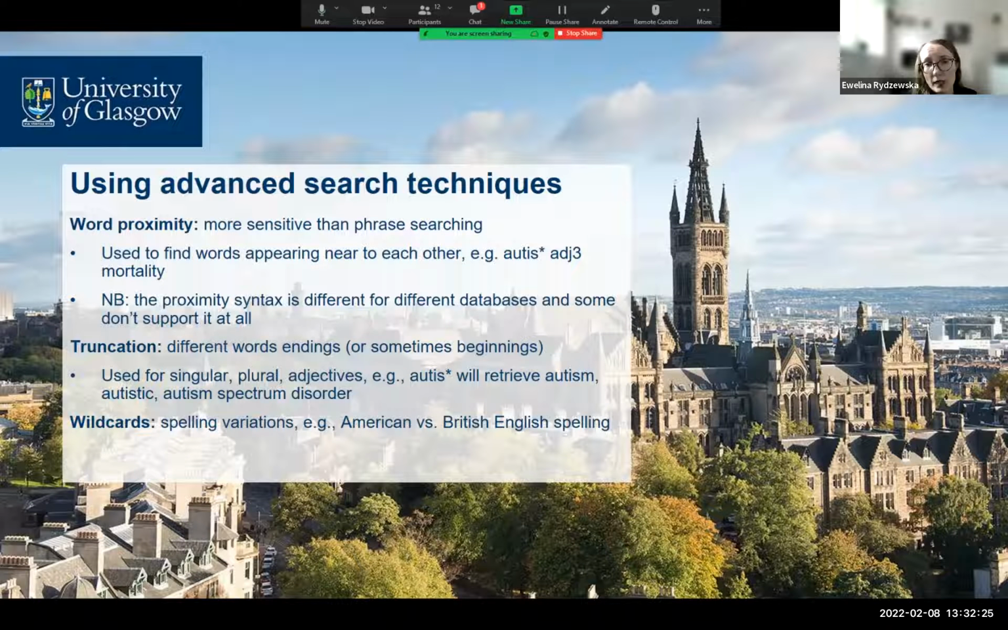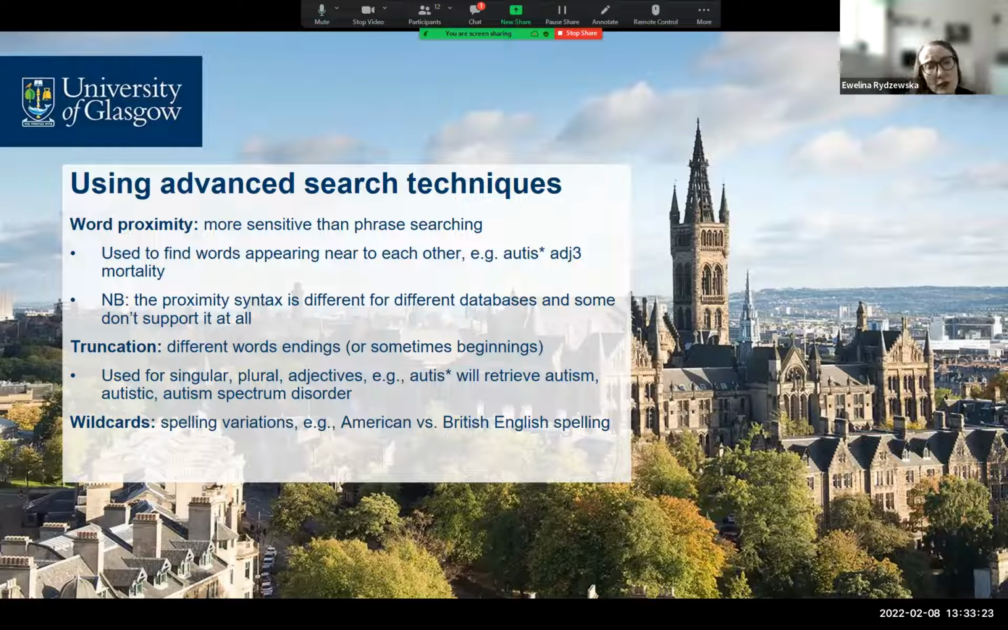You can also truncate words, and this is where that autism asterisk comes in. Truncating words is useful for searching for singular or plural versions of a noun, for searching adjectives, for searching adverbs. So different variations of the same word, basically. I gave you an example here on autism, but let's say I want to search for, maybe the word mental. If I want to search for mental, mentally, hopefully it gives you an idea. You can put an asterisk at the end of mental and it will pick up mental and mentally at the same time.